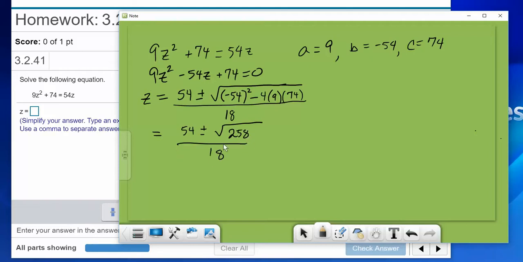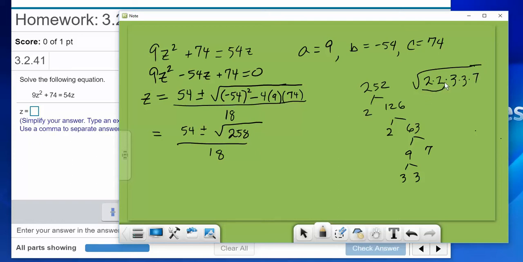all over 18. Now, scratch work, 252, 2 times 126, 2 times 63, 9 times 7, 3 times 3. So when I do this, I have 2 2's, 2 3's. So again, I'm looking for squares. So squares is the factor times itself. So square root of 2 squared is 2. Square root of 3 squared is 3. And then the 7 is left by itself inside. So we get 6 square root of 7.